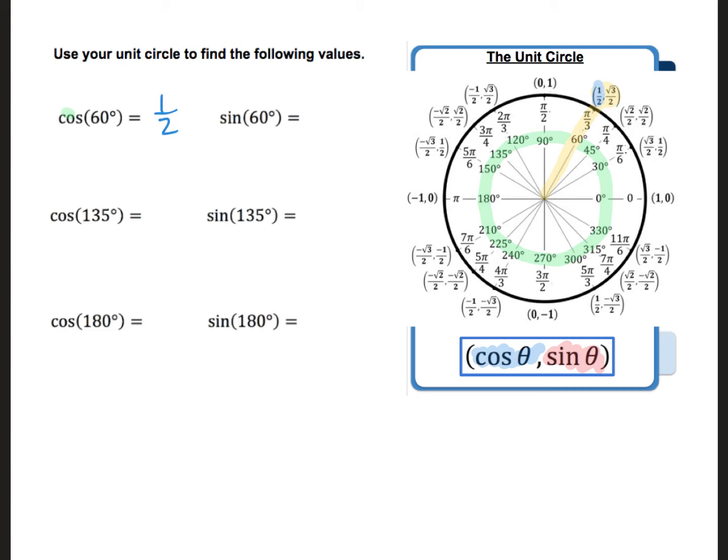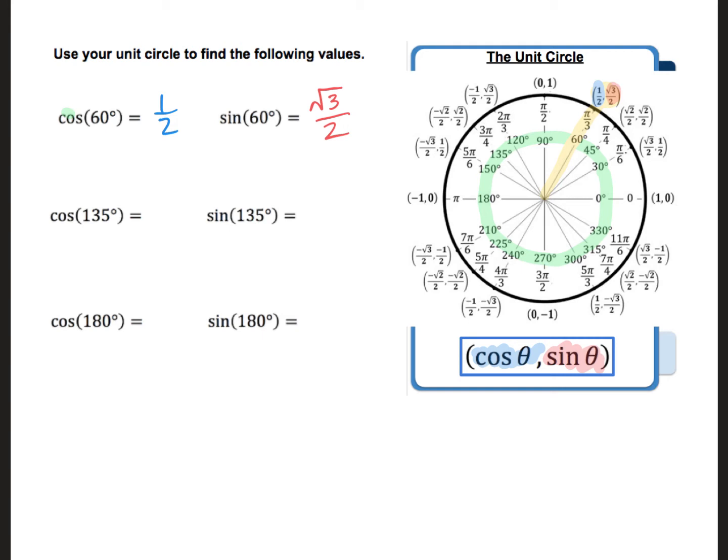My sine value is root 3 over 2. Again, that's the second coordinate. And so my answer for the second one is root 3 over 2. So you're not really doing a bunch of math. You're really just using that unit circle to identify those angle measures. Let's look at your next one.